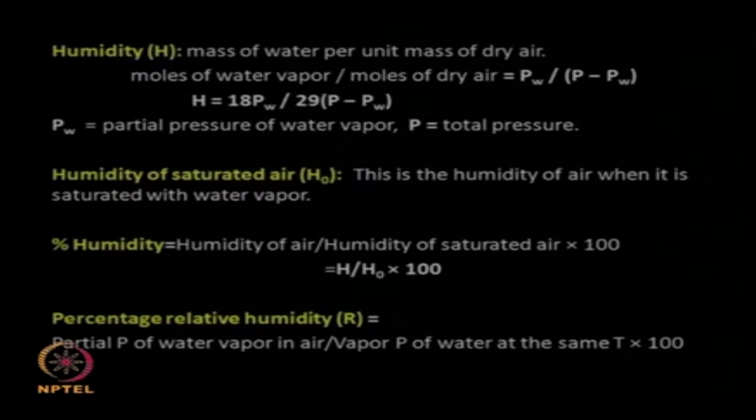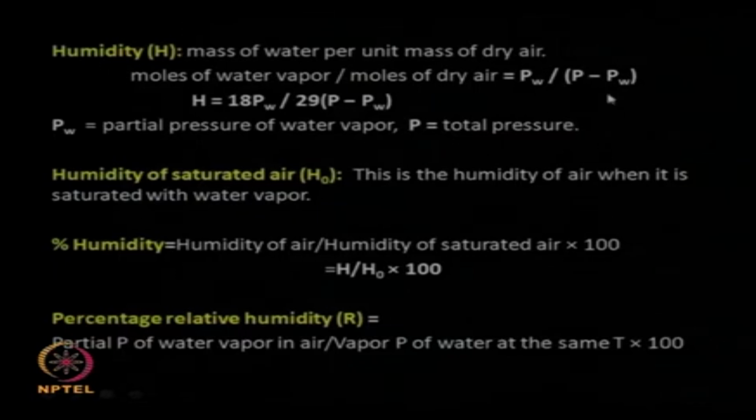So you need to understand these definitions. What is humidity? Humidity is the mass of water per unit mass of dry air, or it could be moles of water vapor per mole of dry air. So if Pw is the partial pressure of water vapor, then Pw divided by (P minus Pw) is the humidity, where P is the total pressure. So humidity is the moles of water vapor divided by moles of dry air. This Pw, the partial pressure of water vapor, divided by P minus Pw gives you the humidity.